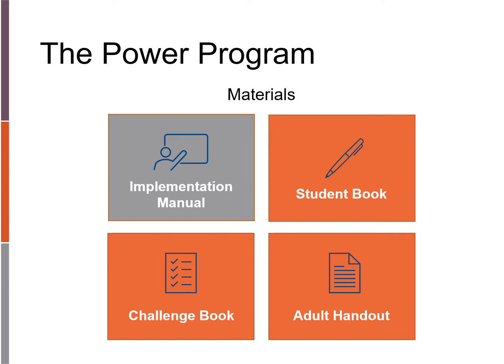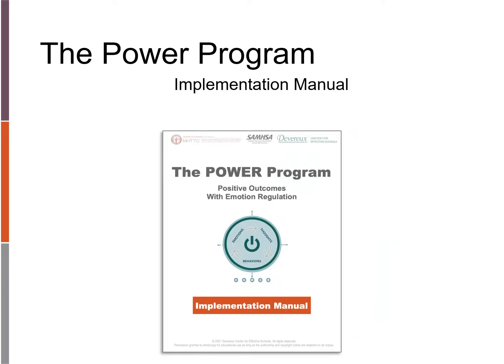Let's start with the implementation manual. The implementation manual is intended for use by the program implementer. It includes an overview of the POWER program and some implementation tips. Then it contains detailed information about running each group meeting. In the implementation manual, you will find scripting for each group meeting and key information you will need to run the group. The implementer will need to bring the implementation manual to each group meeting to refer to throughout.